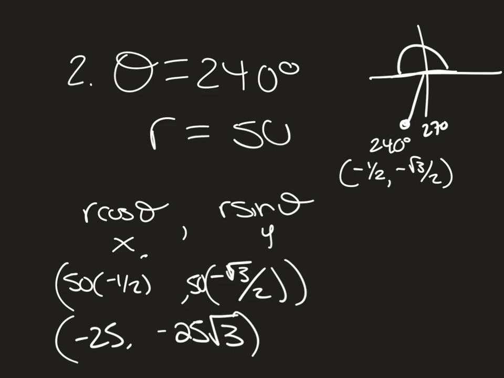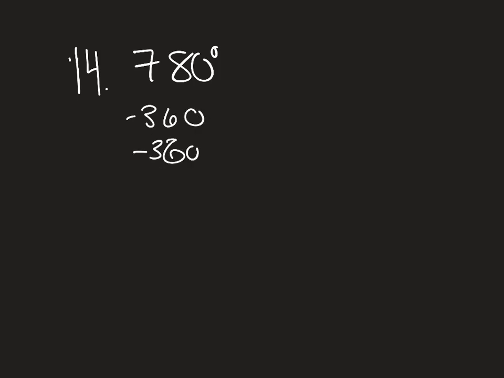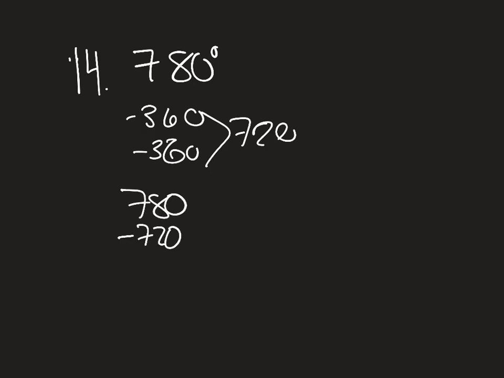Let's skip to number 14. Number 14 says an angle of 780 degrees. Well, that's too big. It's more than a circle. So minus 360, because these two together make 720. So I really have 780 minus 720, which means that I'm really looking at 60 degrees.